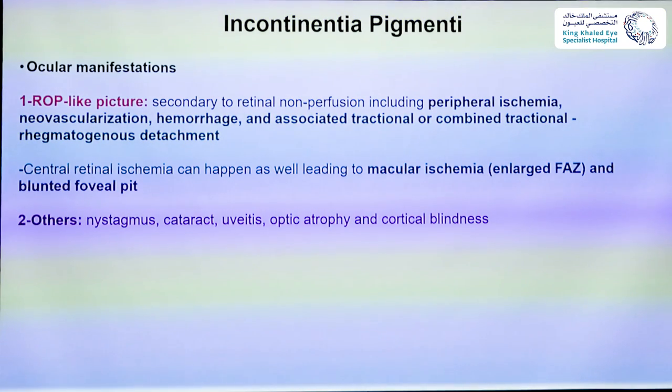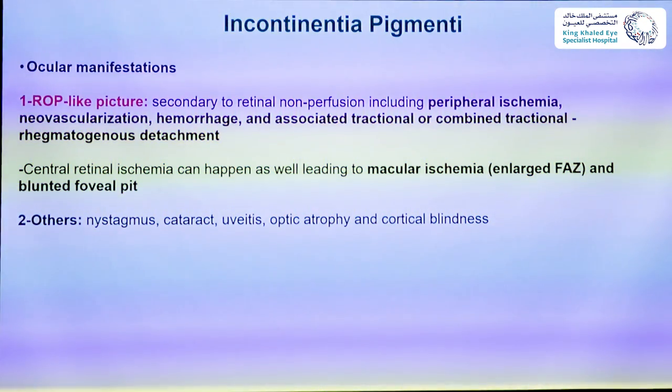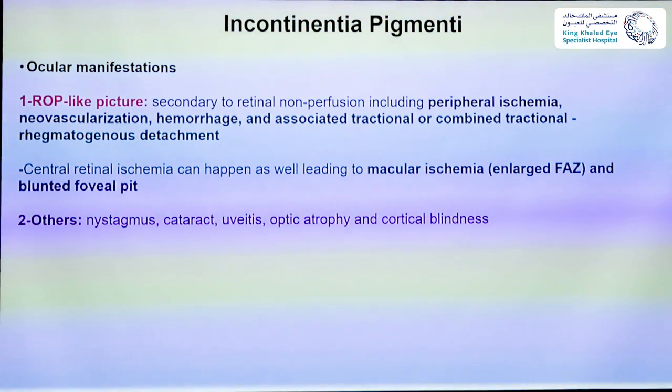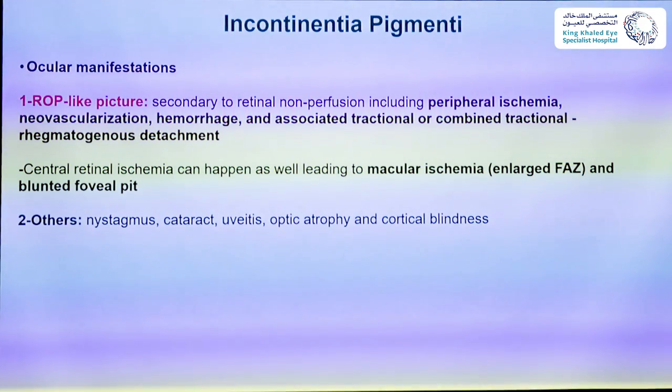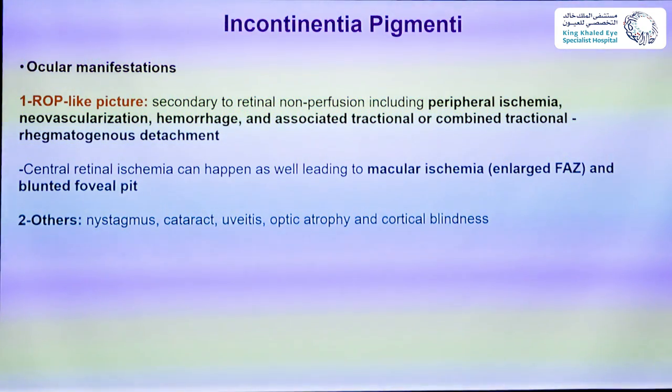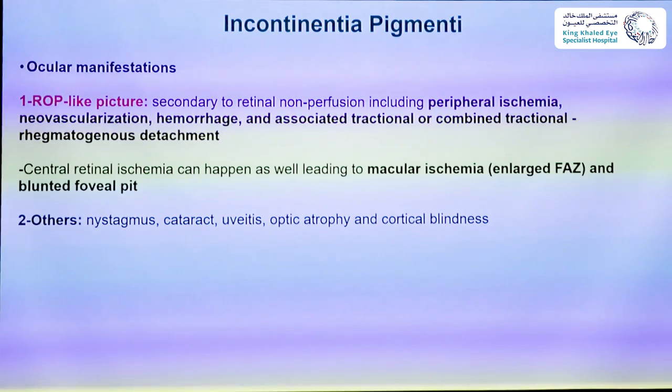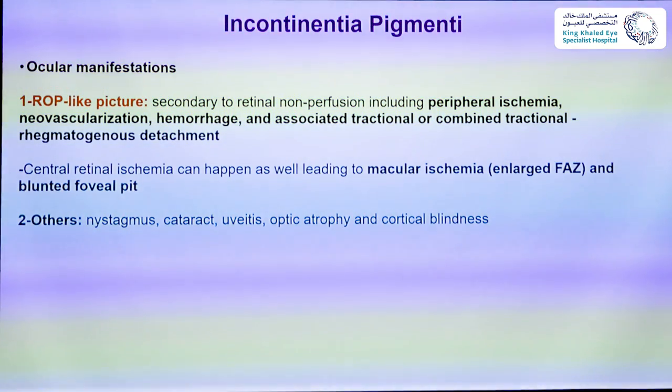Central retinal ischemia can happen, but it was documented as very rare, leading to macular ischemia, which is highlighted by an enlarged foveal avascular zone on FFA. And because of the ischemia, there will be secondary vascular remodeling, and then you will have a blunted foveal pit. So you will not have the normal foveal depression. And other findings can also be present.